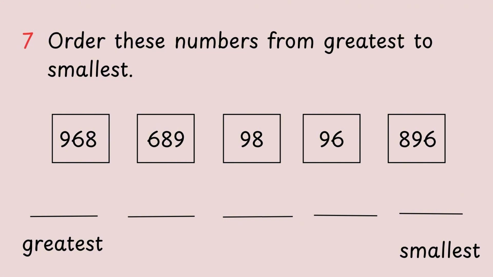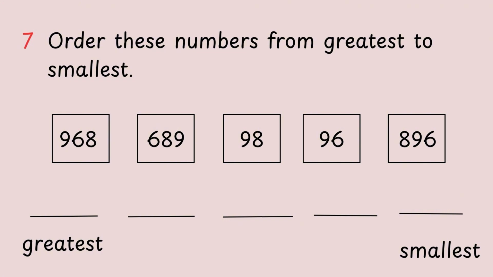So we already know that 9 is the biggest one. So we can write 968 for our greatest number, after that 896, and after that 689. And then we move to 2-digit numbers.